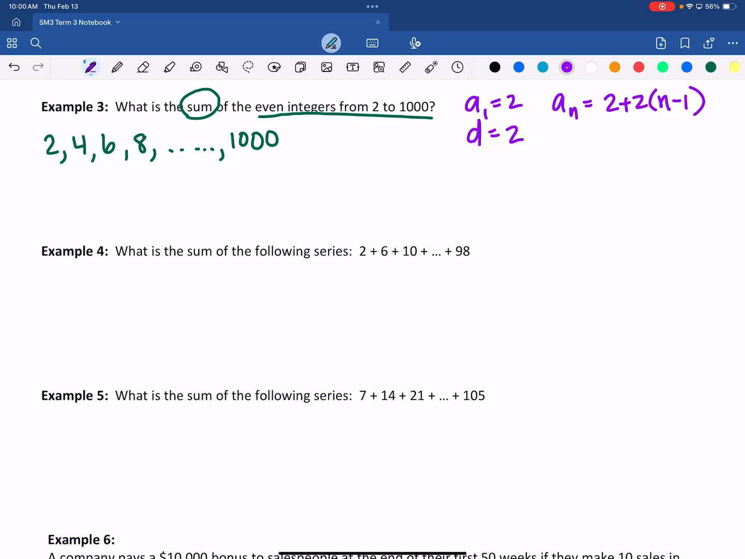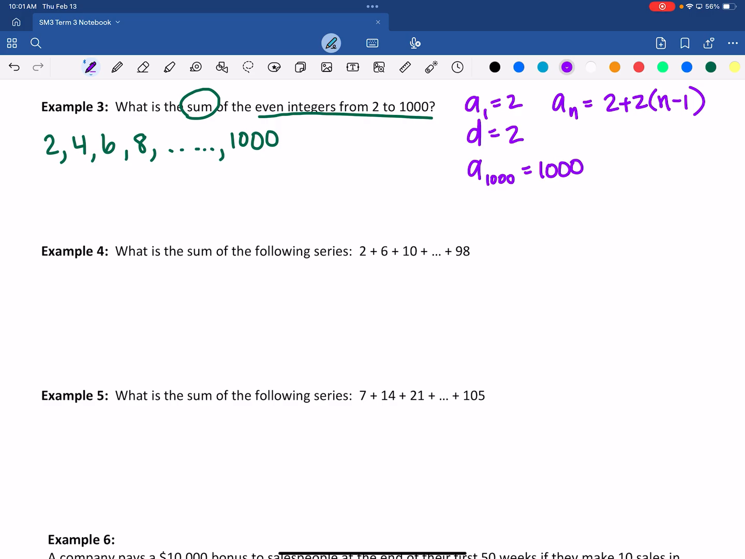Can you see the first term, the common difference? Can you write it as an explicit? The explicit helps you find an exact number in the list. Now, we don't have to do anything with that because we already know that the 1,000th term is 1,000. Yes.